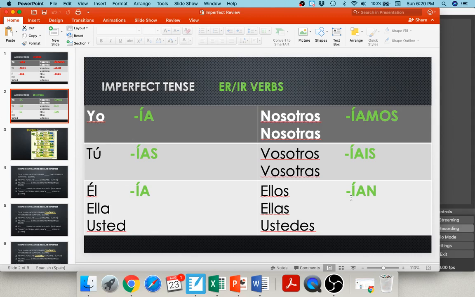Bebías, you used to drink. Bebía, he or she used to drink. Bebíamos, we used to drink. Bebíais, you all in Spain used to drink. And bebían, they or you all used to drink. These are your ER and IR conjugations in the imperfect. So remember aba and ía.